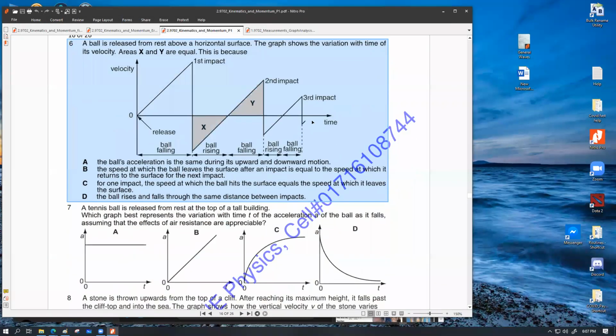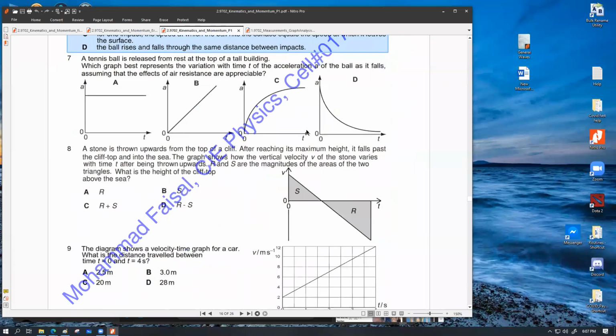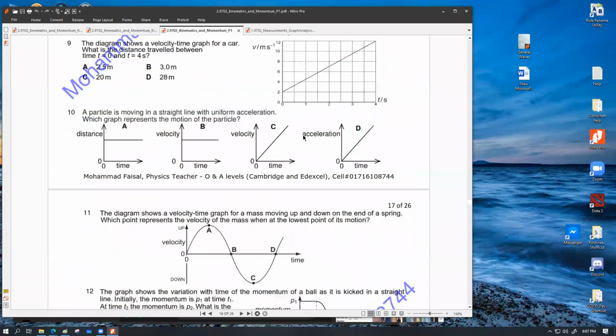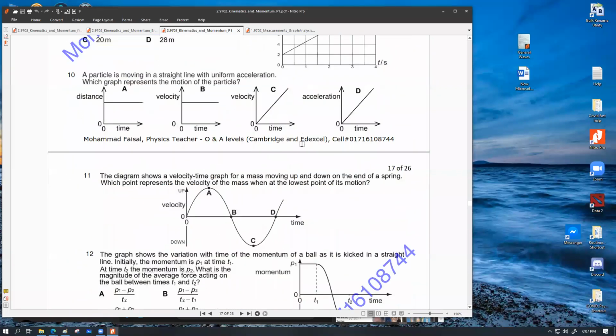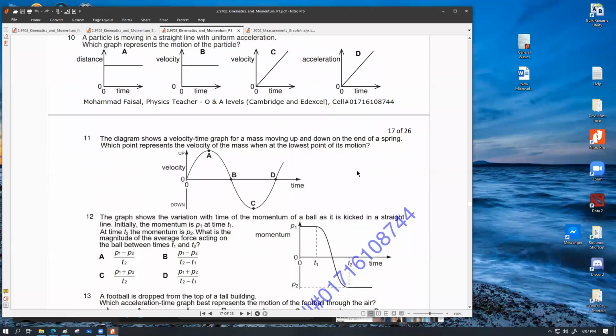Okay. Anything else? 11. I think 11 is a problem. Is 11 a problem? On page number 17. Anyone? Sir, number 12 টা। Ji sir, 12. I'll help with 12.